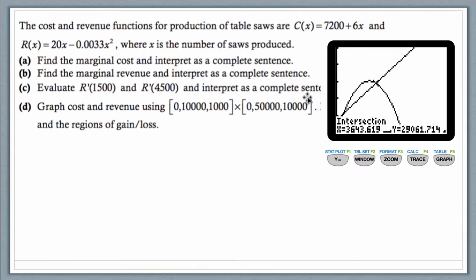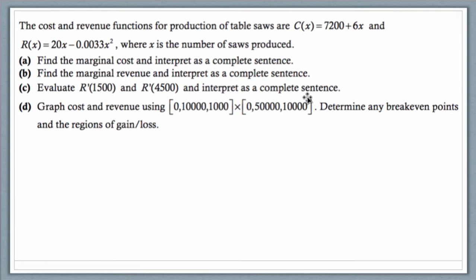Once I have my break-even points, when we look at the graph, we know that wherever the cost graph is above the revenue graph, we're going to have a loss. And wherever the revenue graph is above the cost graph, we're going to have a gain. So we notice that between my 599 table saws and my 3,644 table saws, between those two break-even points, we're going to have a gain region. Anywhere else in my graph, I'm going to have a loss.